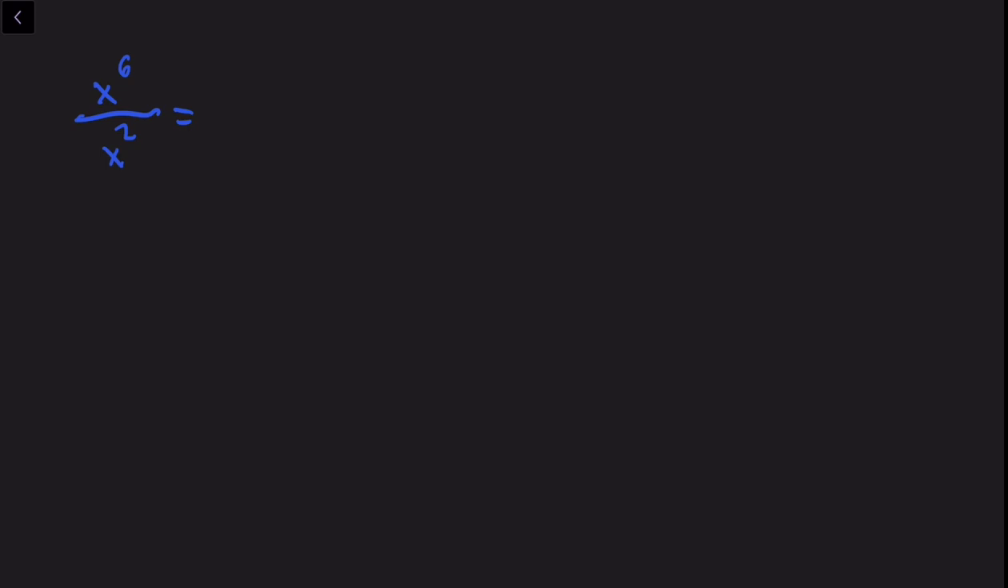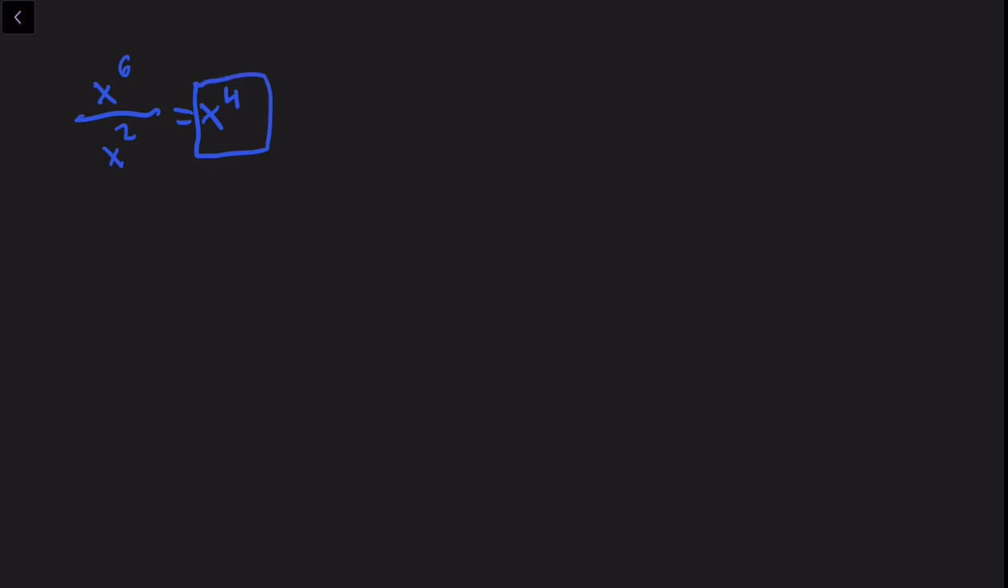So if we have x to the sixth divided by x to the second, we're going to keep our same base, but instead of adding our exponents together, we're just going to subtract them from each other. So we're just going to do 6 minus 2 and get 4. So our answer here is going to be x to the fourth power.